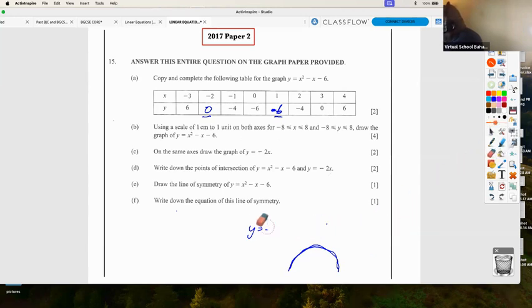Now, what I want you to do, write down those points so when I go to my graph paper, I don't have to come back. Write down all the points on that table, because we have to plot them.